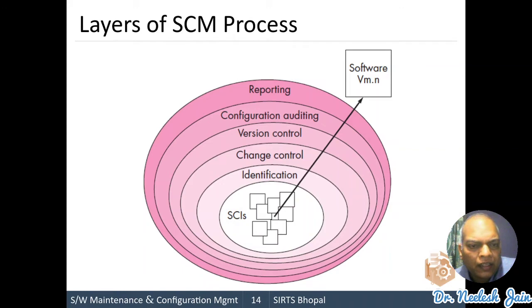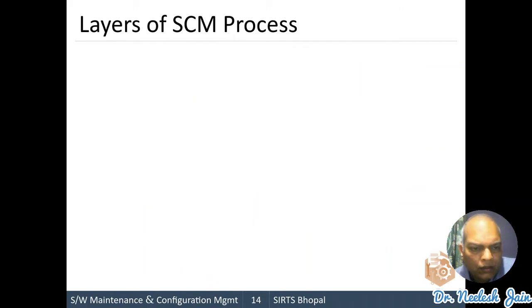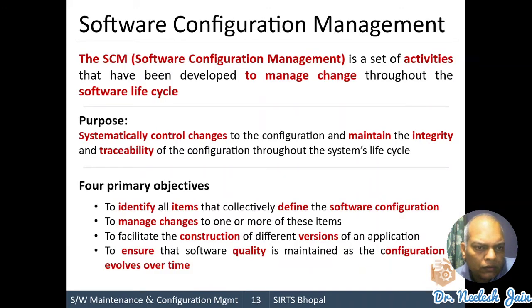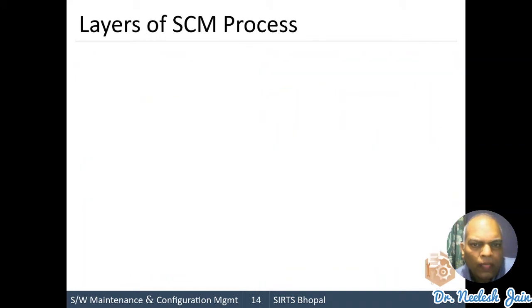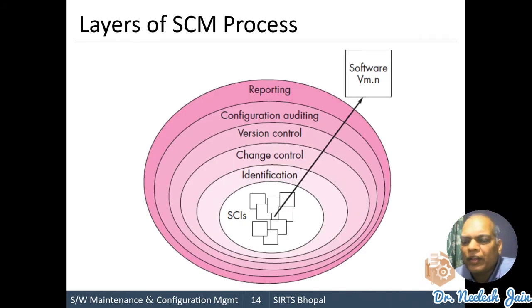In the previous slide, we have seen all the four primary objectives, which you can see here again. Now, when we are maintaining these four primary objectives, some questions arise in the mind: how does the software team identify the discrete elements of the software?